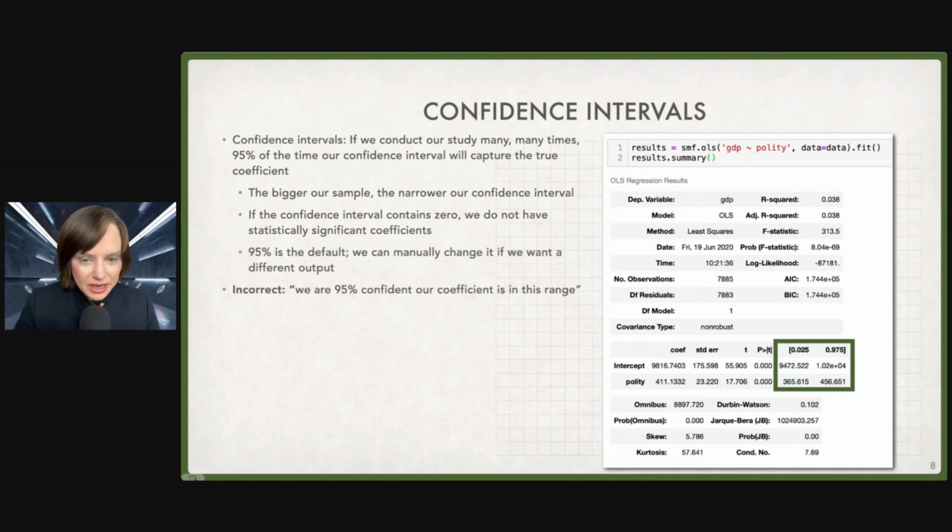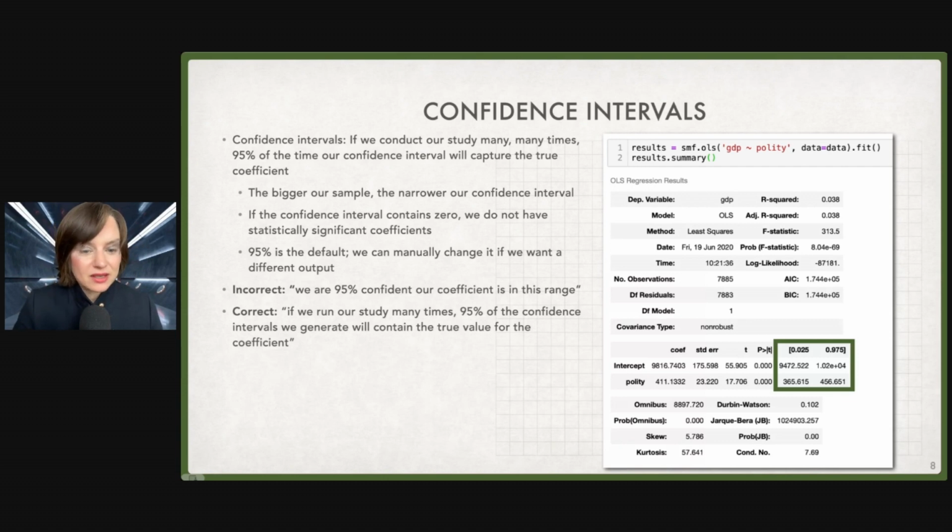The reason I belabor how we talk about confidence intervals is that it is incorrect to say that we are 95% confident our coefficient is in this range. That is how way too many people say it. That is incorrect. Let me restate the correct version again. If we run our study many times, 95% of the confidence intervals we generate will contain the true value for the coefficient. That's a clunkier way to say it, I know, but it's the accurate way to say it.